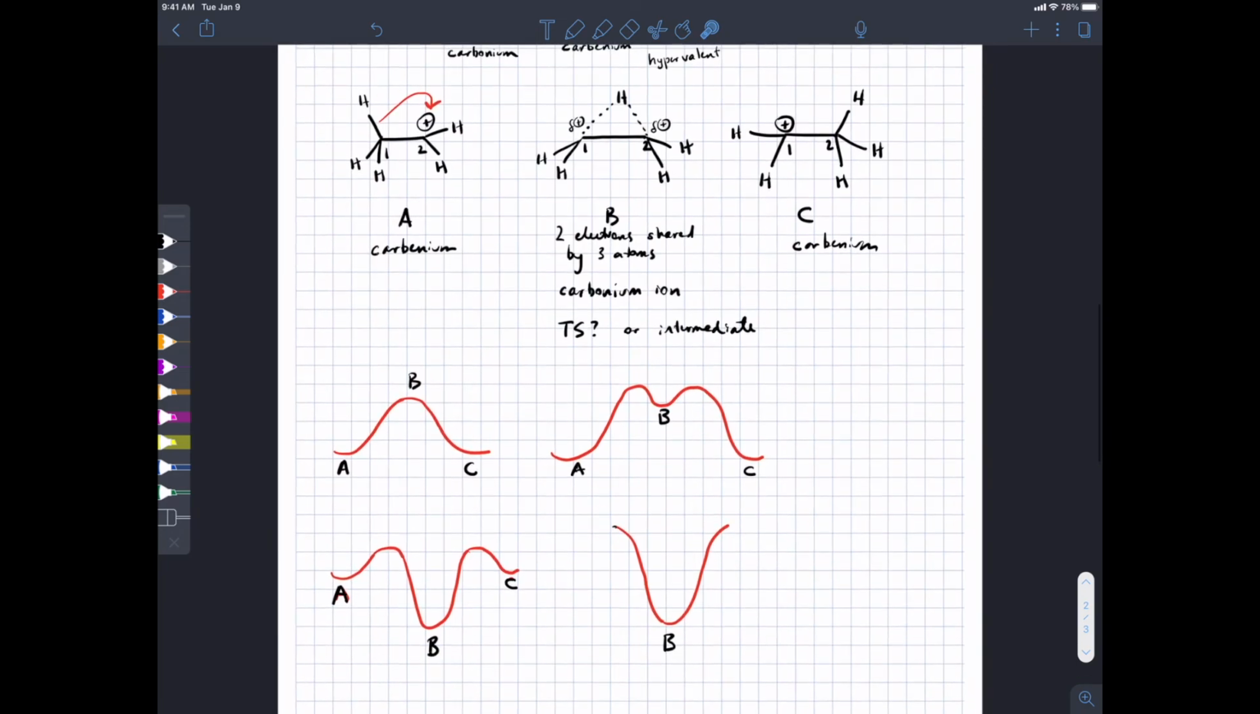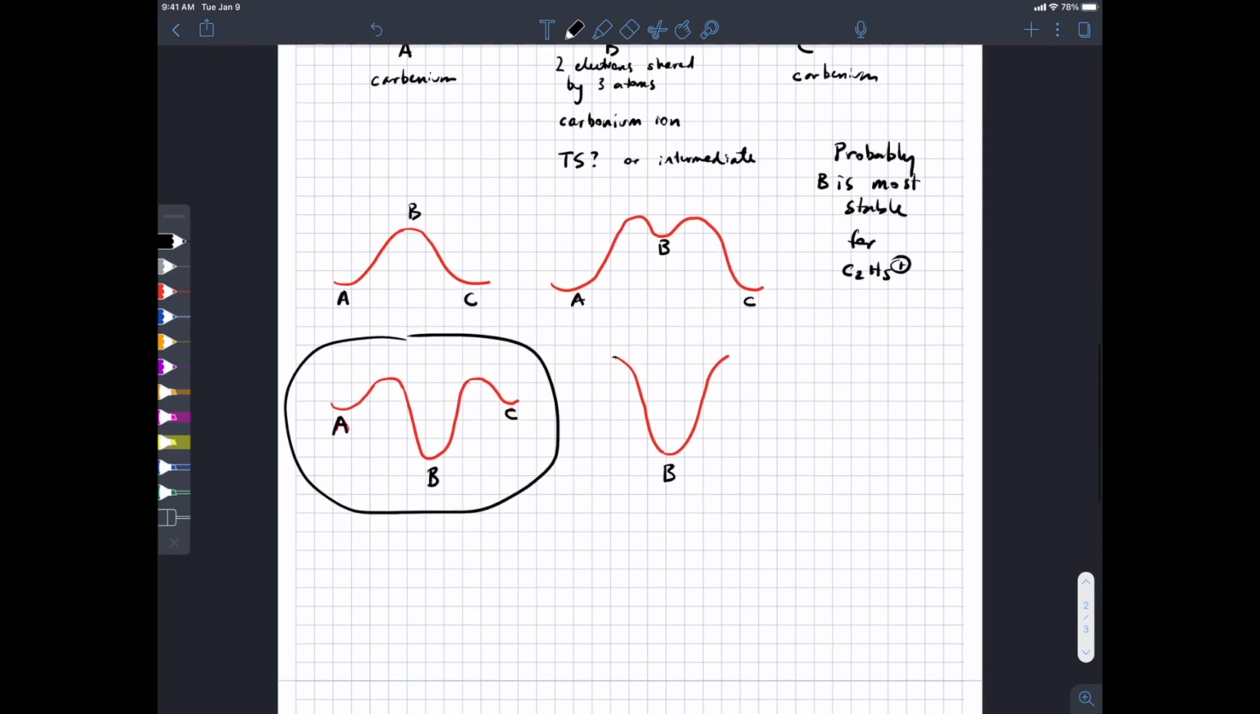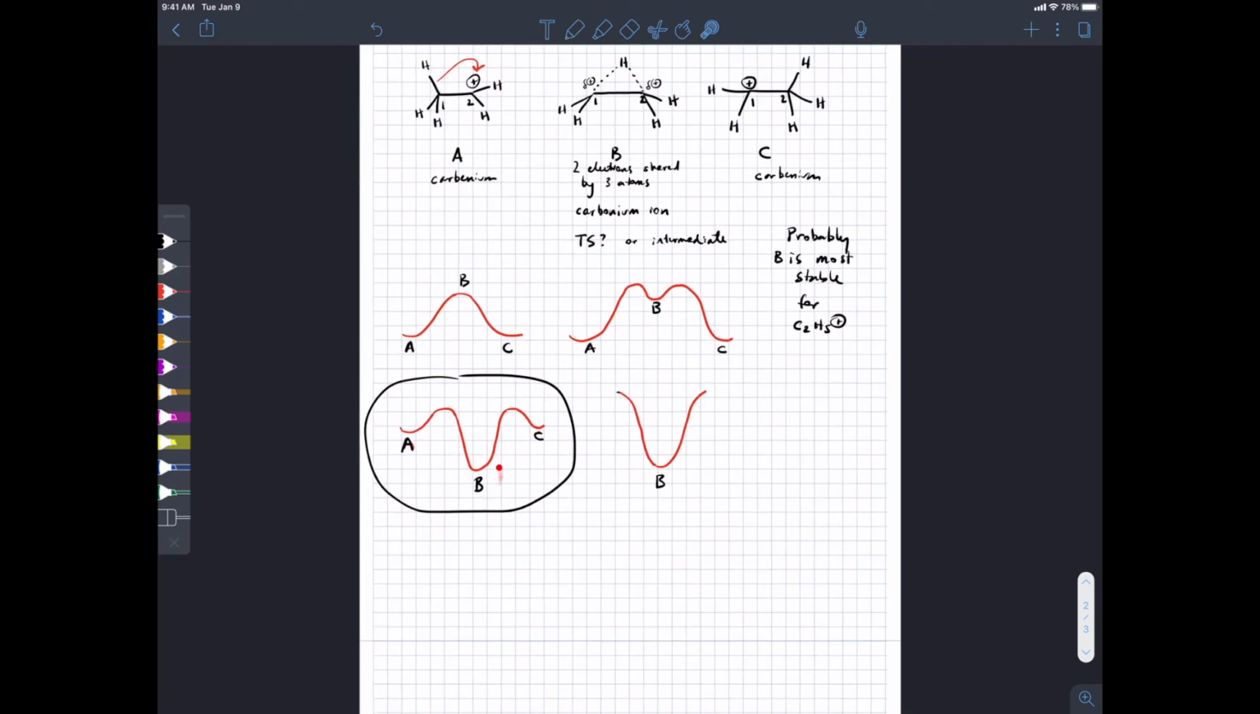And the answer for ethylene is that probably B is the most stable. So for C2H5+, its lowest energy arrangement in the gas phase is probably that bridged ion.